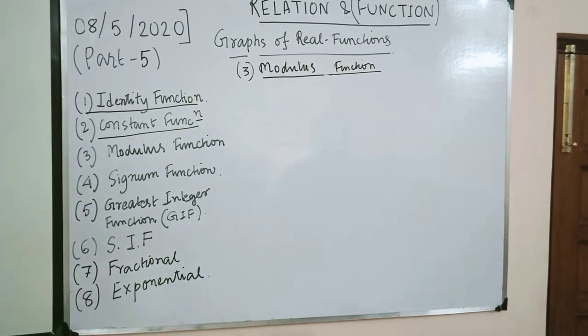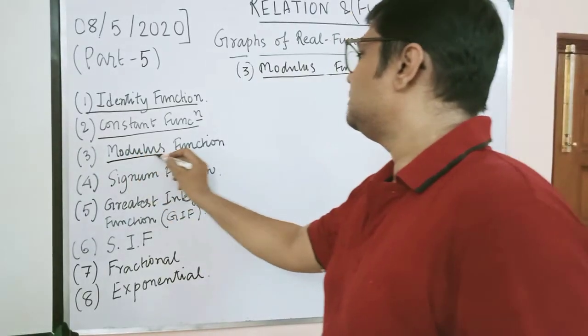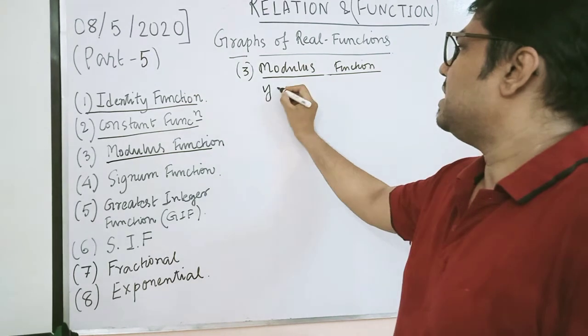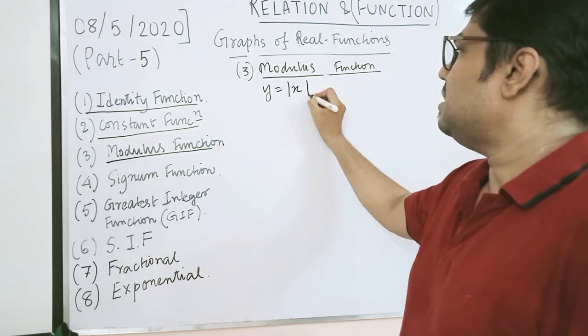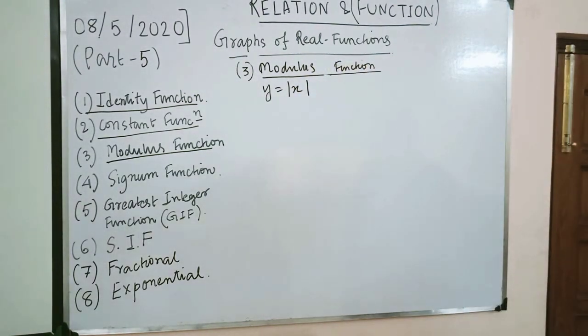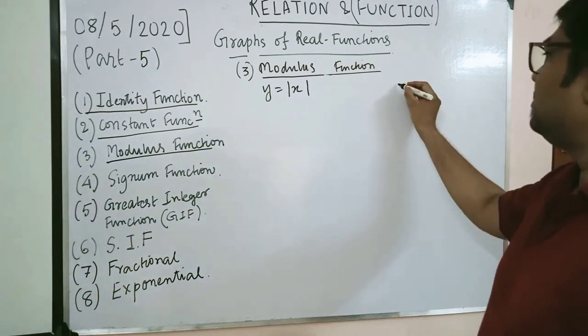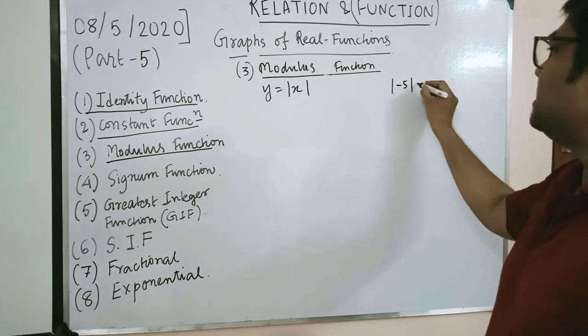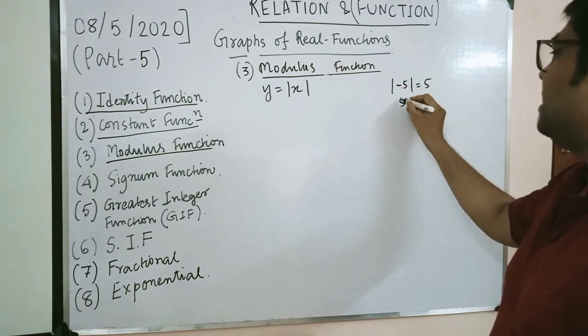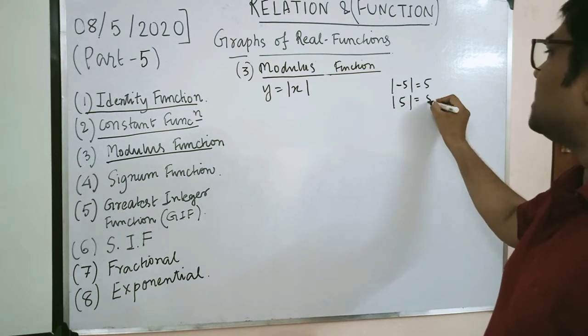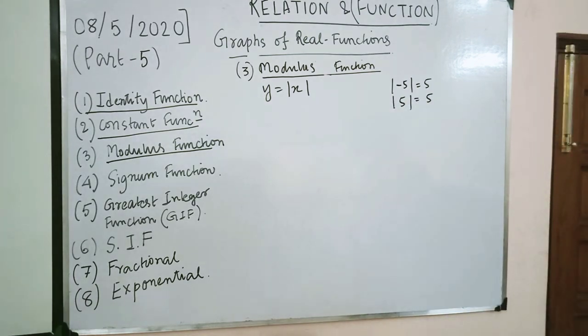So we study the modulus function now. The modulus function looks like this: y equals mod of x. Now what is this mod? Mod turns any value to its positive value. That means if you write mod of -5, this will give you 5. And if you write mod of 5, this will also give you 5. So mod is an operator by which all the negative or positive values can be converted to their positive values.